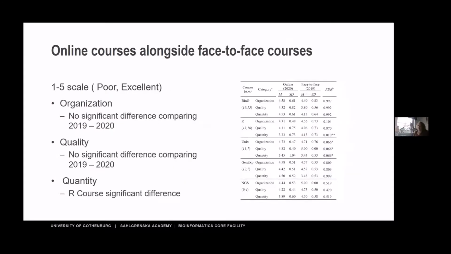So here we wanted to see if there's a significant difference between the new online version of the course compared to its on-site counterpart the previous year. This scale ranged from 1 being poor and 5 being excellent. There is no significant difference comparing 2019 with 2020 in organization. Organization includes schedule, material, facility, and information.